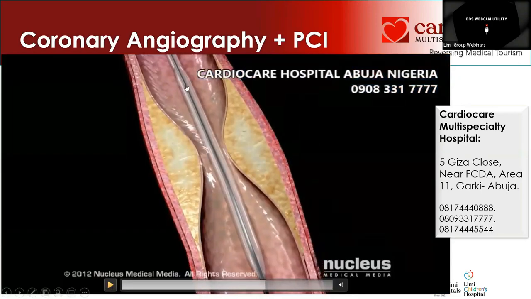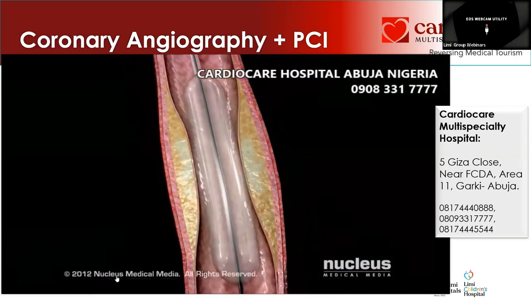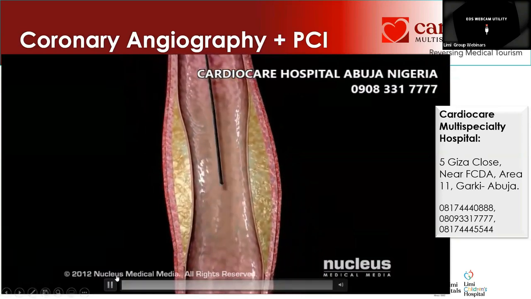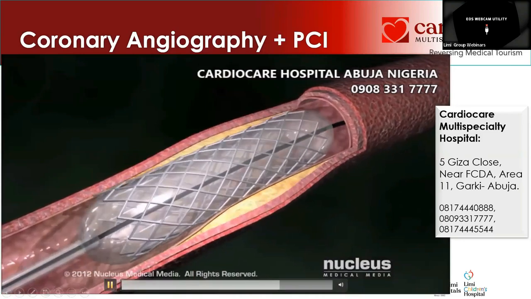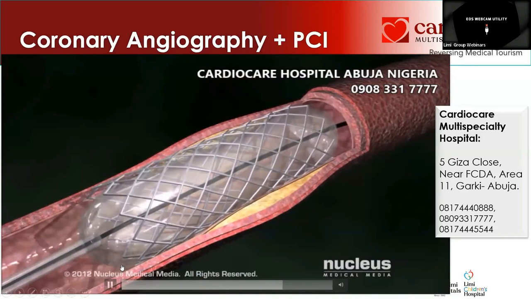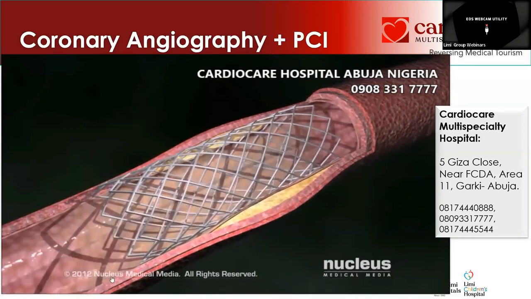When we pass it through, then over that wire, we pass a balloon in. The balloon will now come in and inflate and prepare the lesion for us so that we can deploy a stent. I think that's really clear. Then over the wire again, we now pass a stent. And we can see what the stent looks like. The metallic mesh-like structure that we put there and then it stays there.